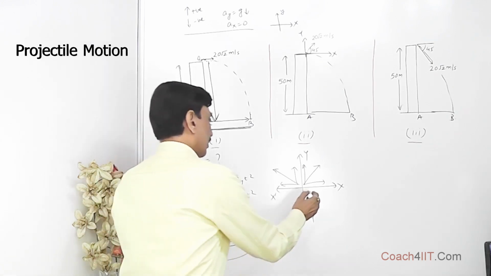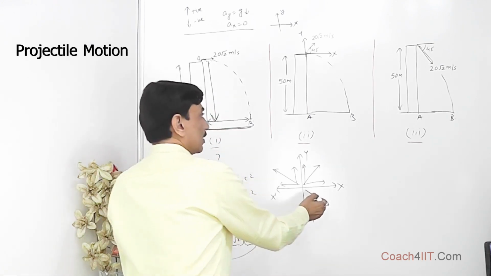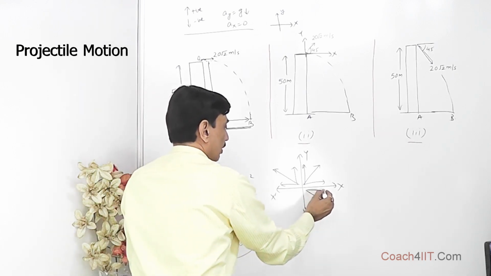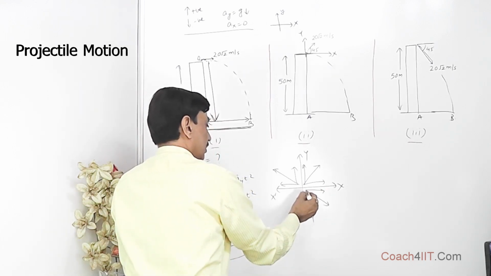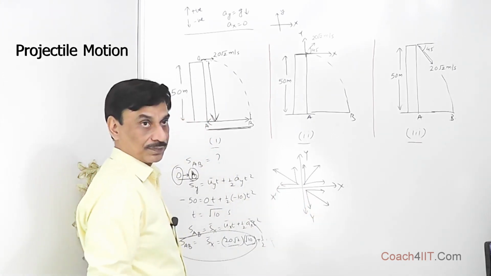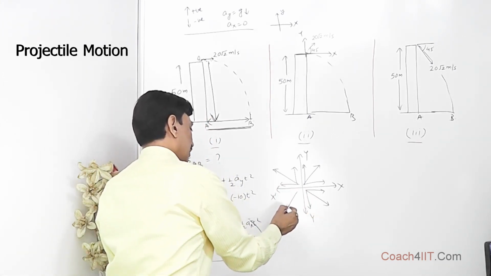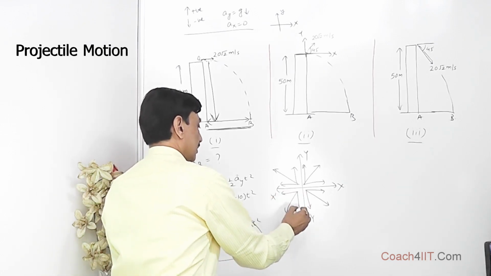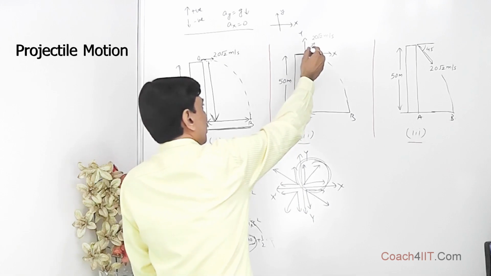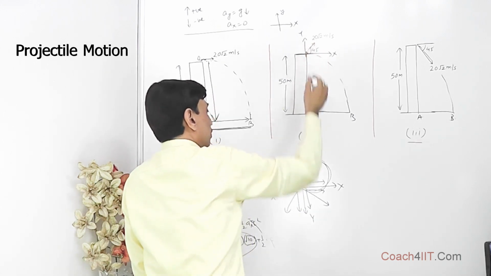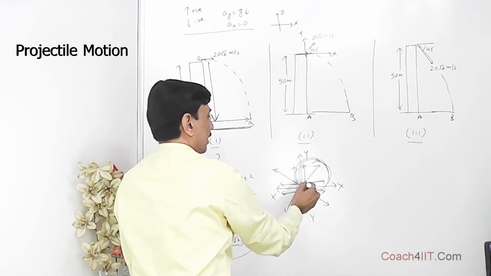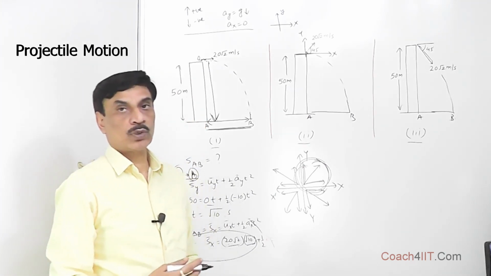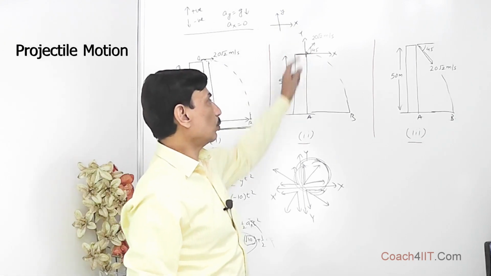If the body is given a velocity in this direction, like this and this, we can break it into components. One component will be in this direction and the other component on the y-axis will be in this direction. If the velocity is given in this direction, then its components are going to be like this along the x-axis and this along the y-axis. Over here the body is thrown like this, so we can break it into components like this. One component here, the other component here. So 20√2 meter per second can be broken along the x-axis and along the y-axis.